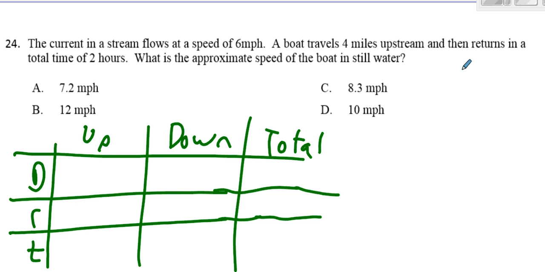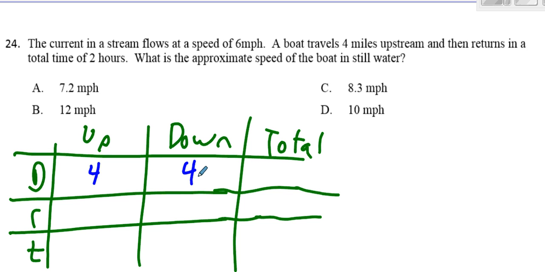So we got to fill in everything we know. We know the total distance. It went 4 miles upstream and then came back. So it went 4 miles upstream and 4 miles downstream. The stream is flowing at 6 miles per hour.